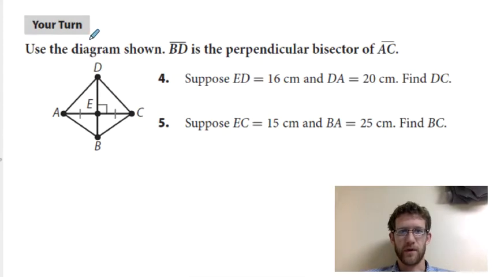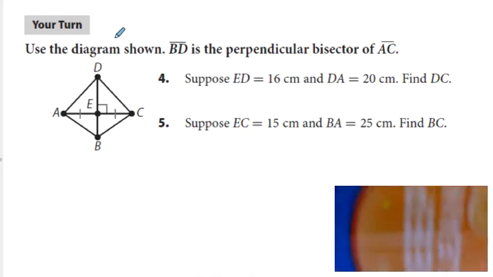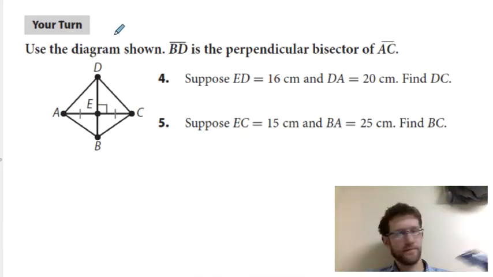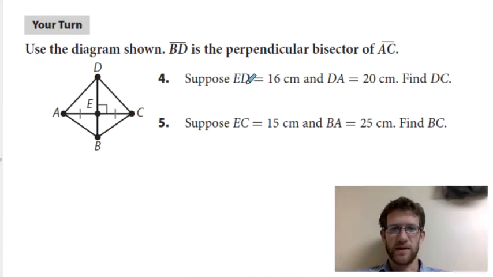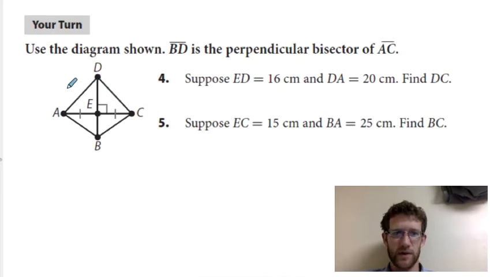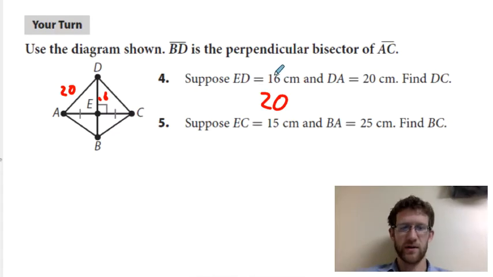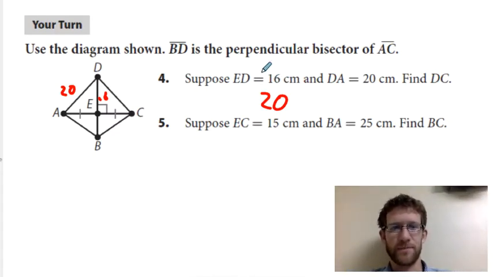Moving on. Let's see if we can do 4 and 5 real quick. So I'll pause here for this one. See if we can do 4 and 5. This one just asks us to figure out some measurements. It says ED is 16 and DA is 20. So I'm going to label these 20, and this one is 16. We need to find DC. So what is DC? Well, here's our perpendicular bisector. It's the same as DA. Don't overthink this one. You don't have to do any weird Pythagorean theorem stuff. We can just plug in 20.